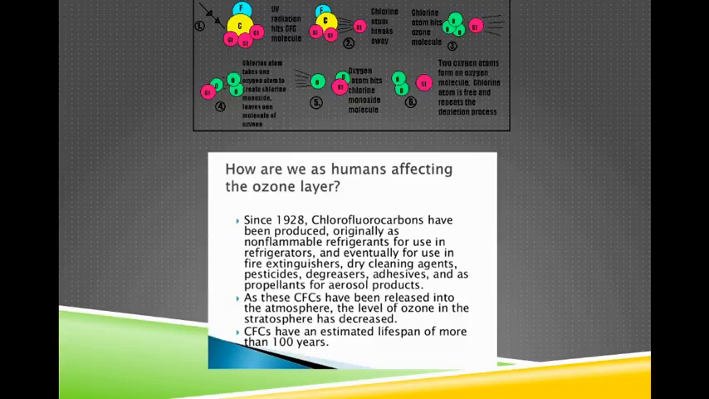The creation of CFCs, or chlorofluorocarbons, is a recent arrival in our world. They were started in the 20s and 30s, and they have been released into the atmosphere. As they've been released into the atmosphere, the level of ozone in the stratosphere has decreased, and there have been worldwide agreements to reduce the amount of CFCs used by humans.